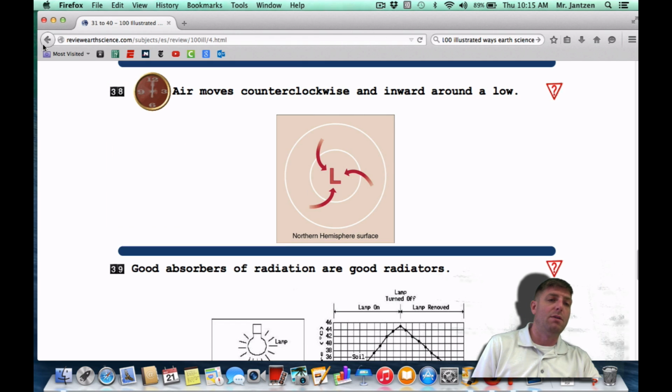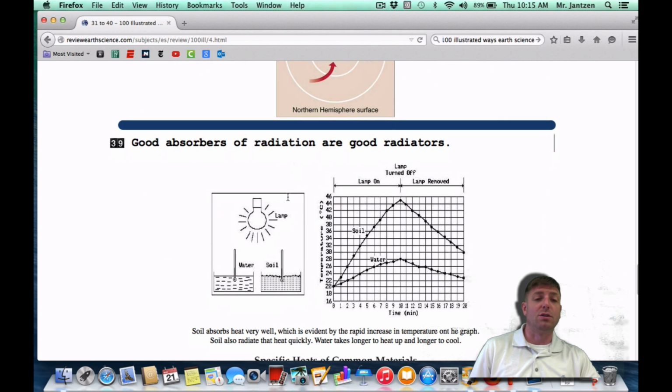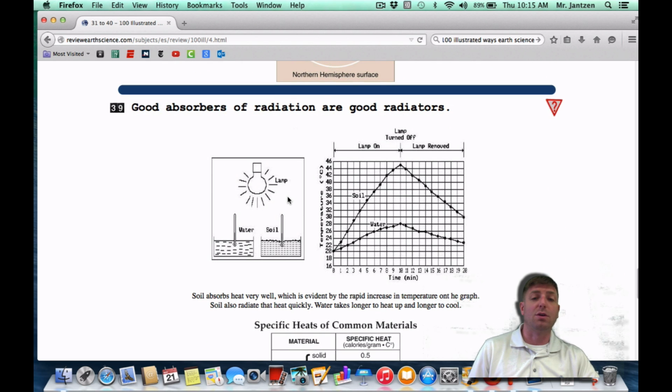All right, very good. 39. Good absorbers of radiation are good radiators. So if it heats up quickly, it's going to cool down quickly. They're doing soil and water in here. Water has a high specific heat, so it's going to take a long time to heat up, and then it's going to take a long time to cool down. Soil, on the other hand, has a low specific heat, and it's dark in color, so it's going to heat up very quickly and cool down very quickly.